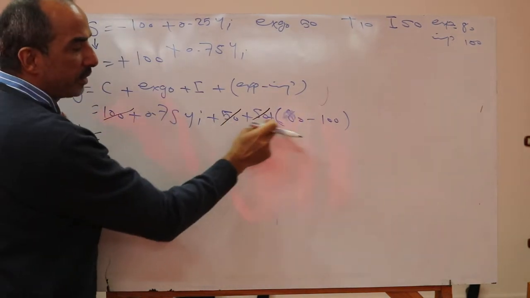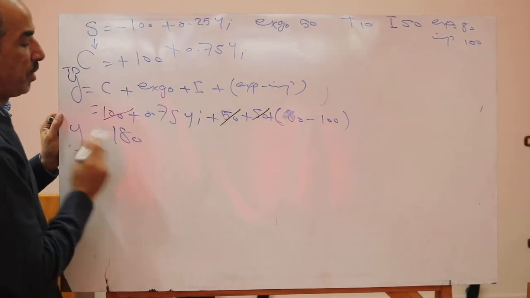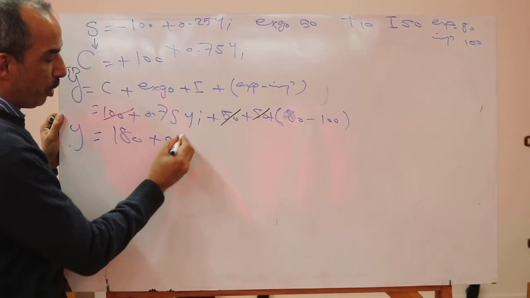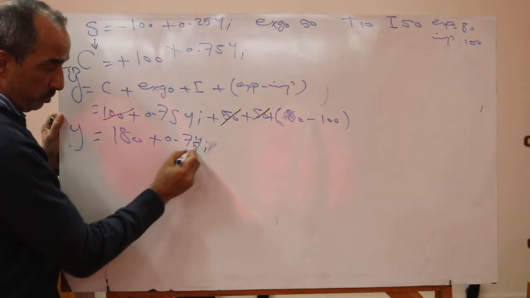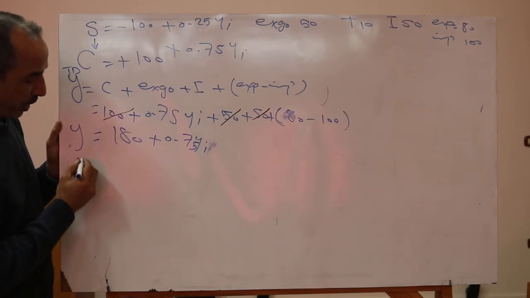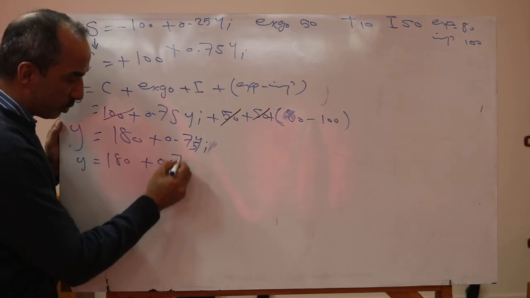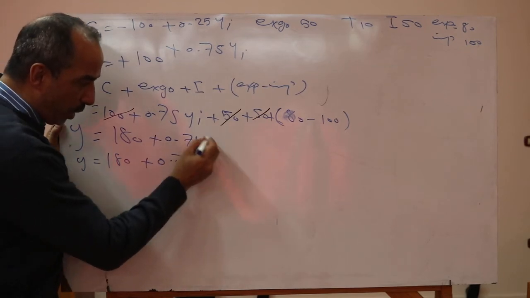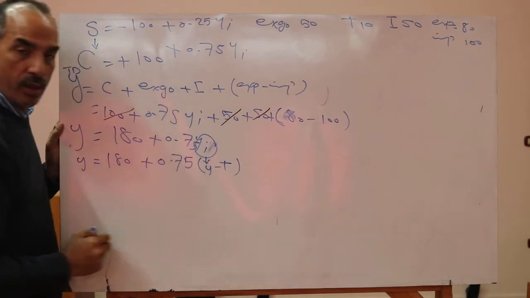100, 200, 180 plus 0.7 YD, meaning disposable income, the income minus taxes. Okay, Y equal 100 plus 0.7 YD, meaning Y minus taxes.